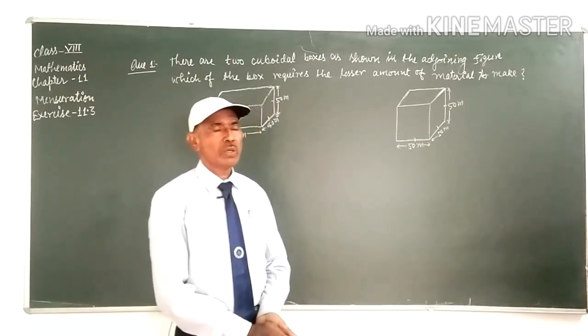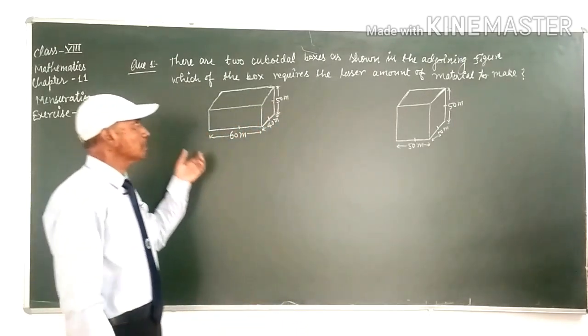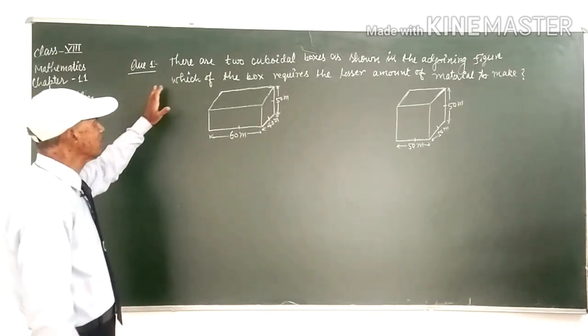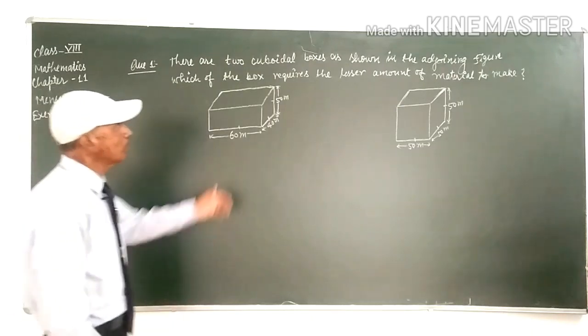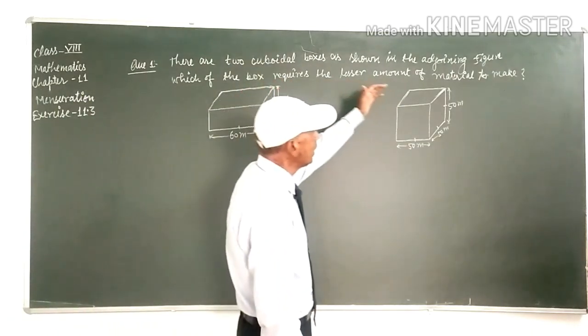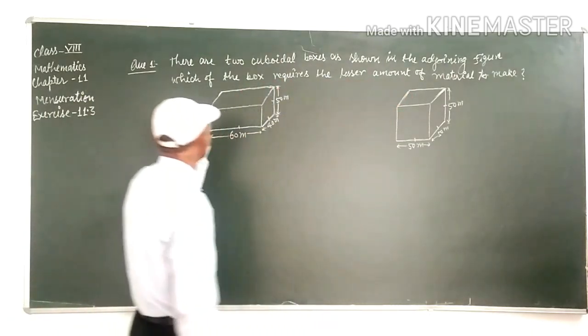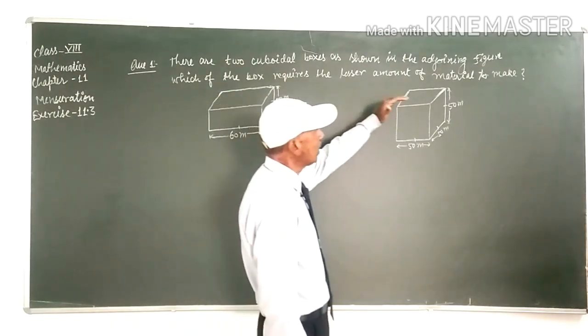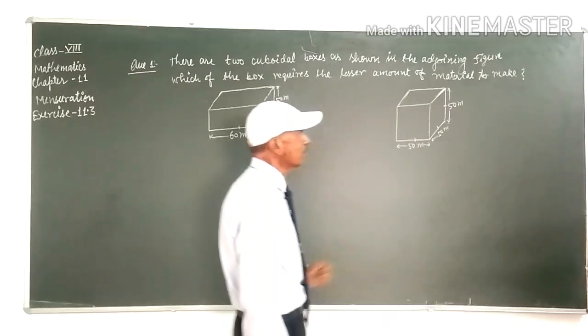11.3. So students, this is the first question of exercise 11.3, and in this question there are two cuboidal boxes as shown in the adjoining figure. Which of the boxes requires the lesser amount of material to make?